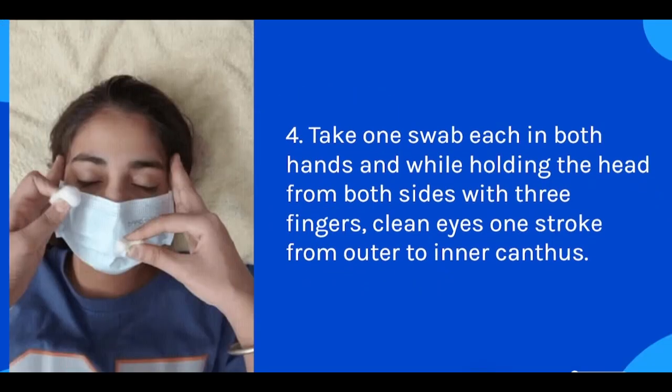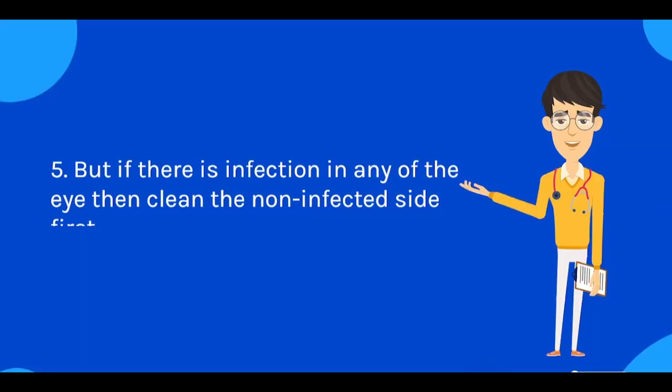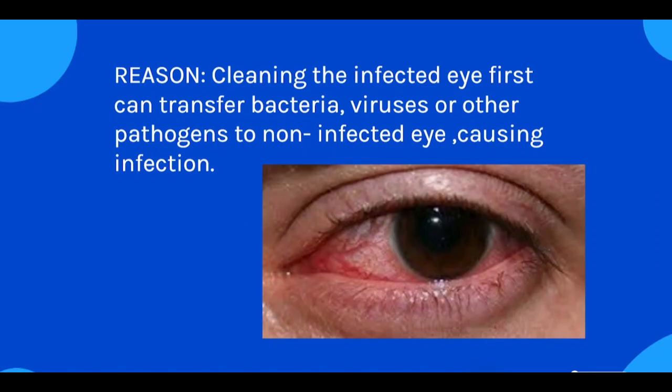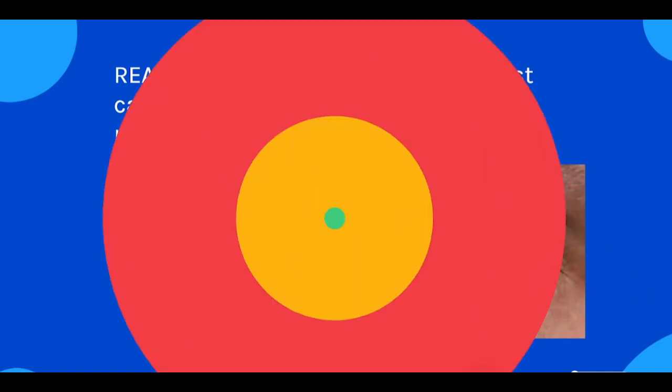Fourth, take one swab each in both hands, and while holding the head from both sides with 3 fingers, clean eyes one stroke from outer to inner canthus. But if there is infection in any of the eyes, then clean the non-infected side first. Reason: cleaning the infected eye first can transfer bacteria, viruses, or other pathogens to the non-infected eye, causing infection.